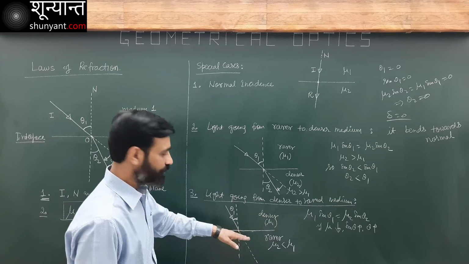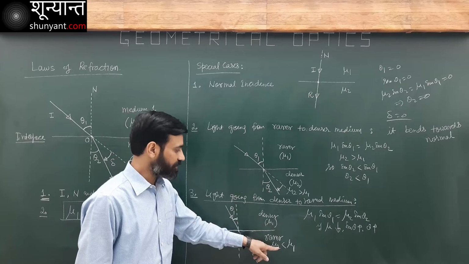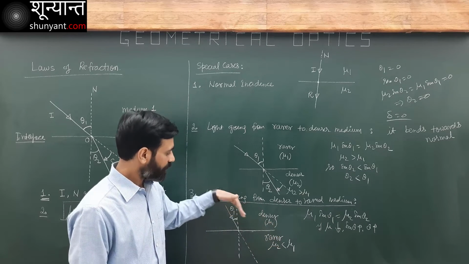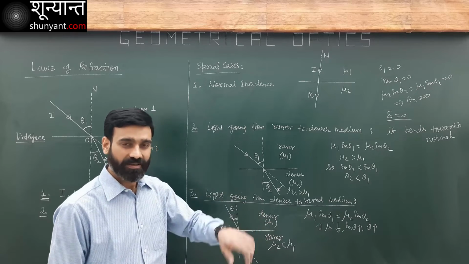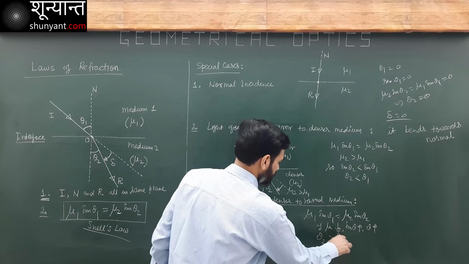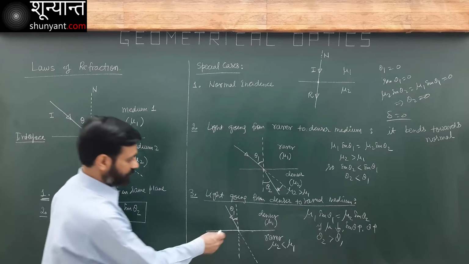Now, if mu decreases, then sine theta increases. Mu times sine theta is constant. If mu decreases, sine theta has to increase. If mu increases, sine theta has to decrease, such that the product remains constant. That means this angle is going to be larger. Mu has decreased, denser medium to rarer medium. Theta must increase. So theta 2 is more than theta 1.